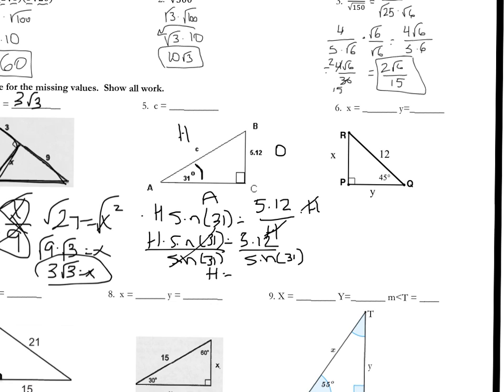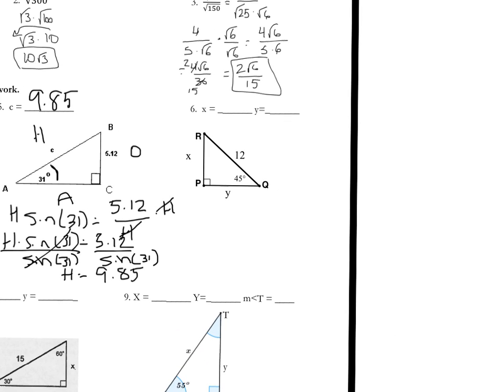So now what I need to do is take 5.12 and divide by sine of 31. Sine of 31 is about 0.52, and if I take 5.12 and divide by 0.52, I will get 9.85. So it's 9.85 units long. And that makes sense. It's greater because it's the hypotenuse. It's greater than 5.12.